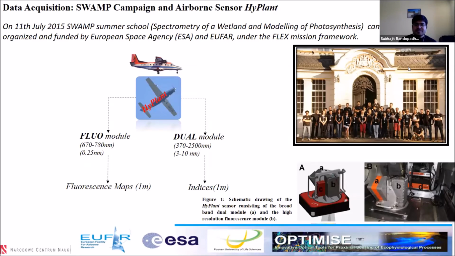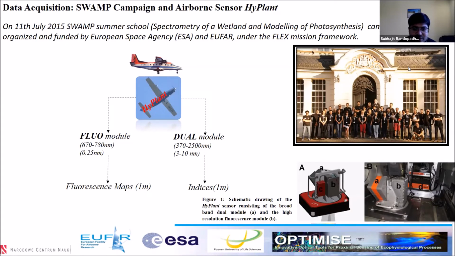Yeah, so here I will present one data set from the HyPlant imaging spectrometer, but before that, I would like to focus on the system of the HyPlant airborne spectrometer. So the HyPlant spectrometer consists of two different modules, the FLOX module and the DUAL module. The FLOX module is mostly based on the 670 to 780 nanometer spectral range, with a very high spectral resolution of 0.25 nanometer, and is particularly developed for fluorescence mapping.